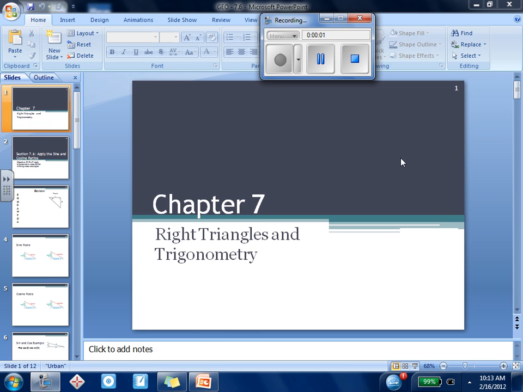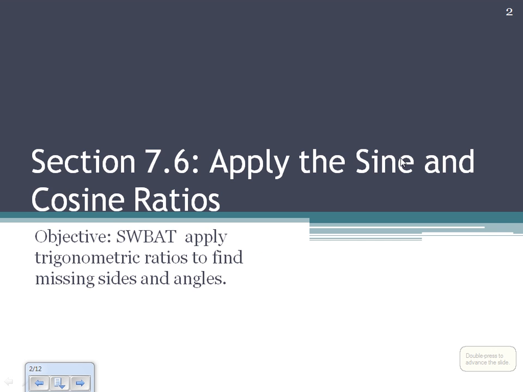Today we are going to do section 7.6. Marcel, would you hit one on lights, please? Section 7.6 is on applying the sine and the cosine ratios. So far, the only one we've done is the tangent ratio. So now we're going to do the other two. So today, section 7.6: apply the sine and cosine ratios.